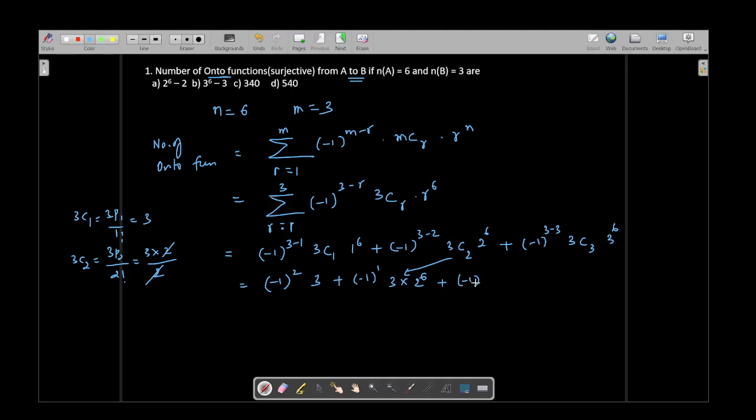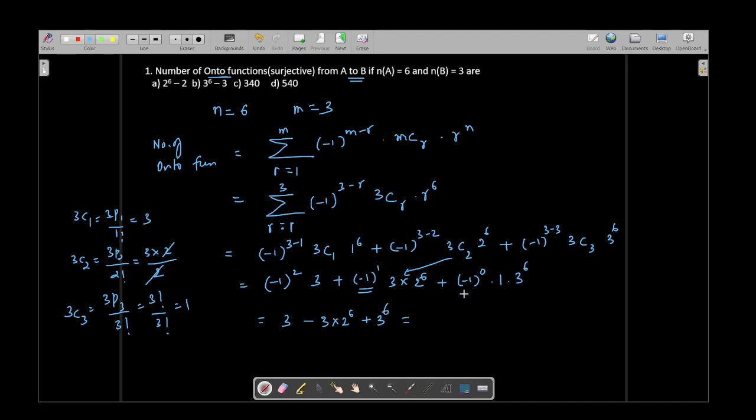Plus minus 1 power 0, 3C3. 3C3 is 1 actually. So it is 3P3 divided by 3 factorial. 3P3 is 3 factorial divided by 3 factorial. So 3C3 is 1 into 1, plus into 3 power 6. So minus 1 square is plus 1, we'll get 3 into 1. Minus 1 to the power of 1 is minus 1, we get 3 into 2 power 6 plus 3 power 6.